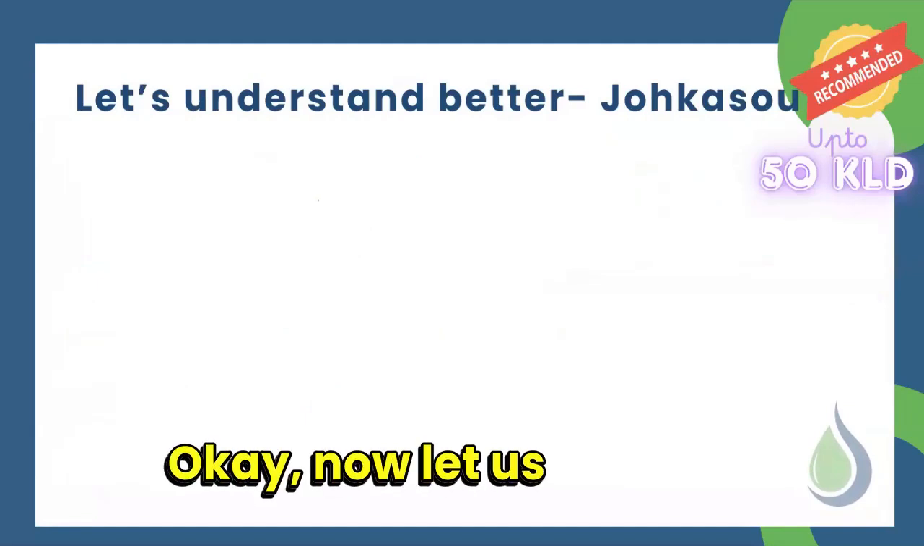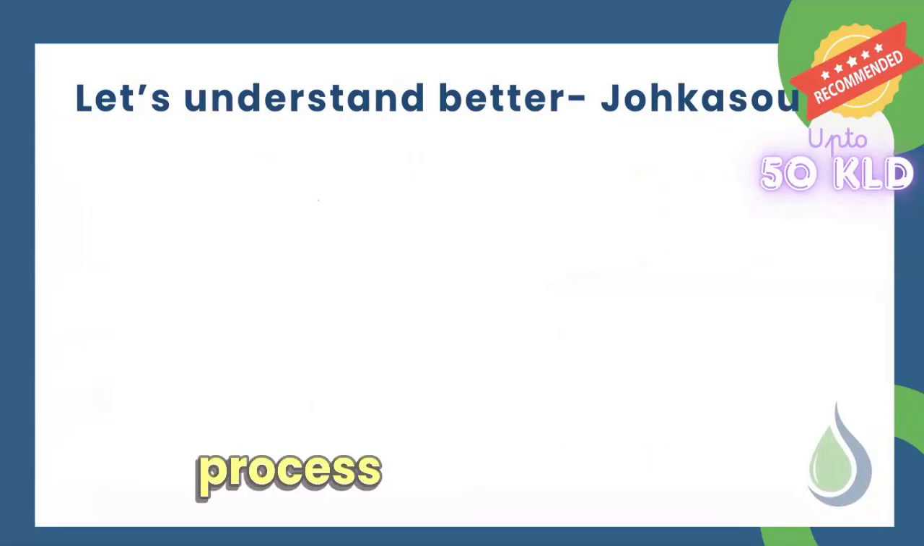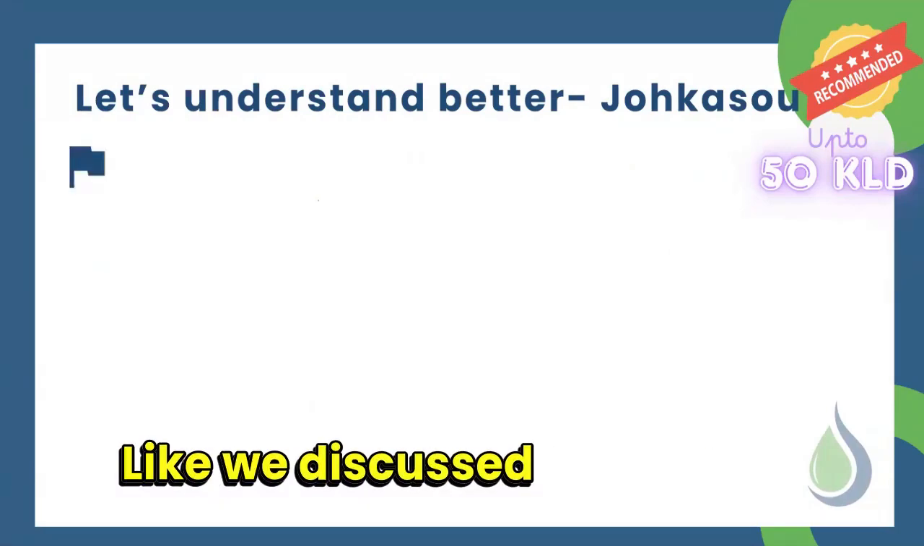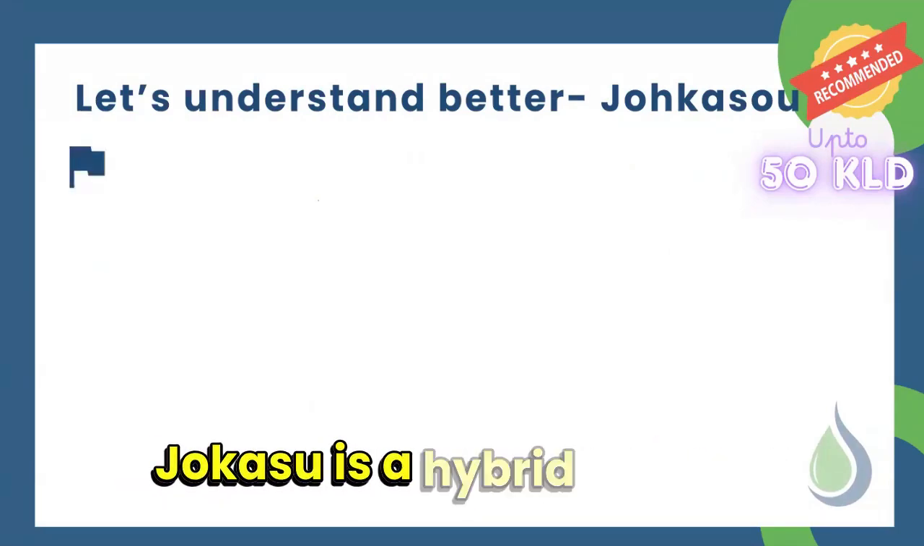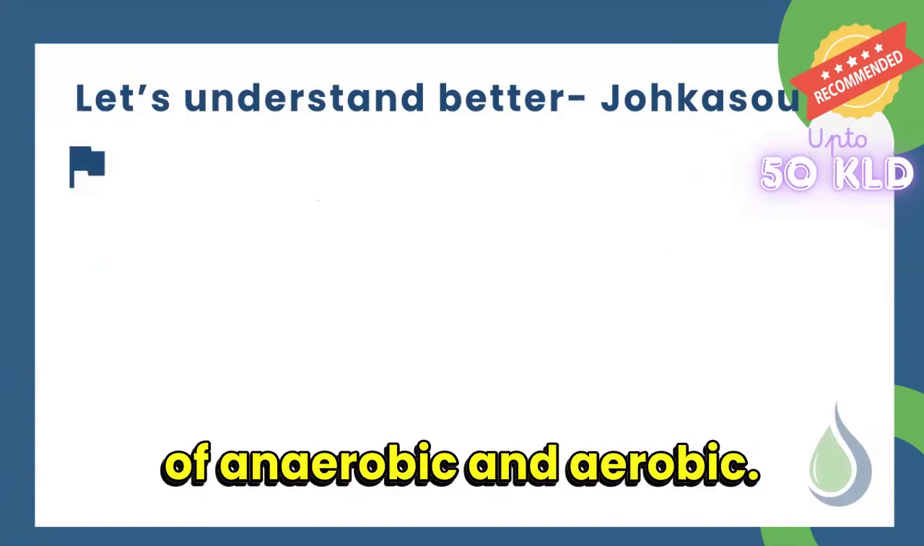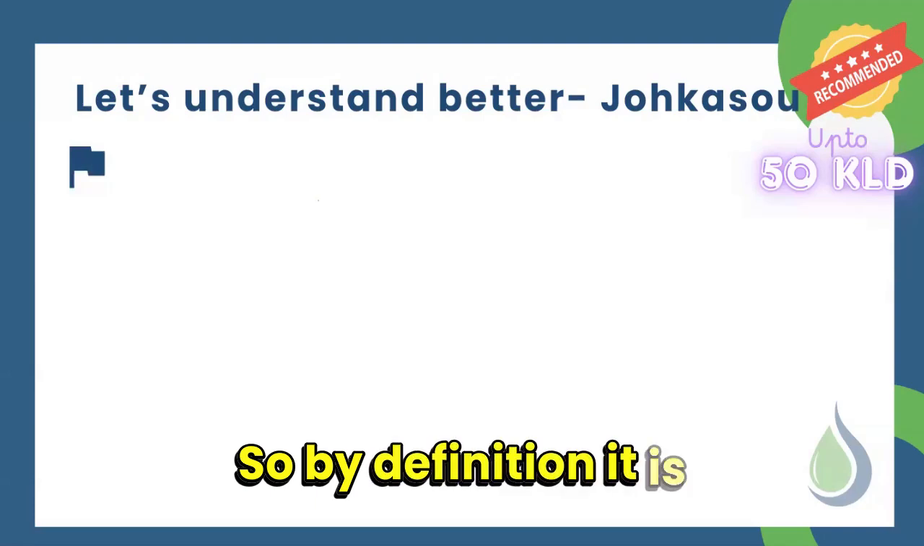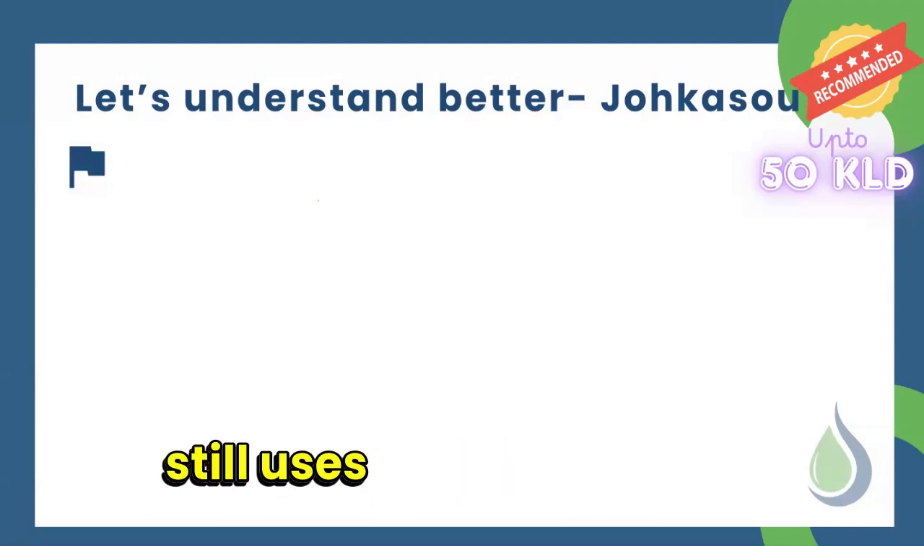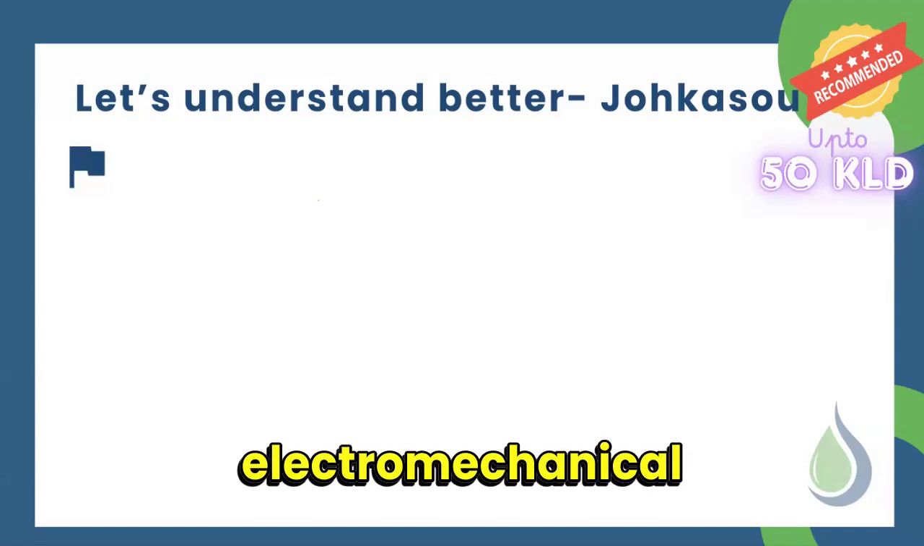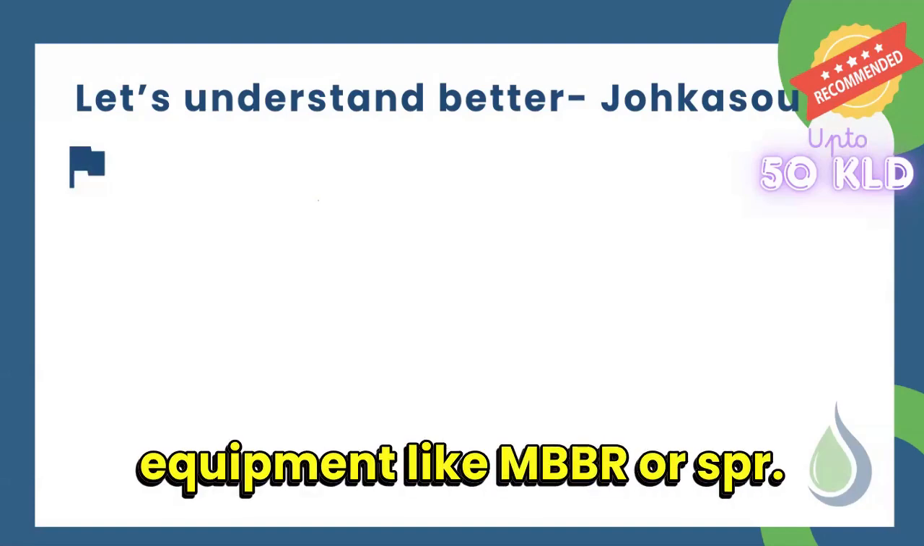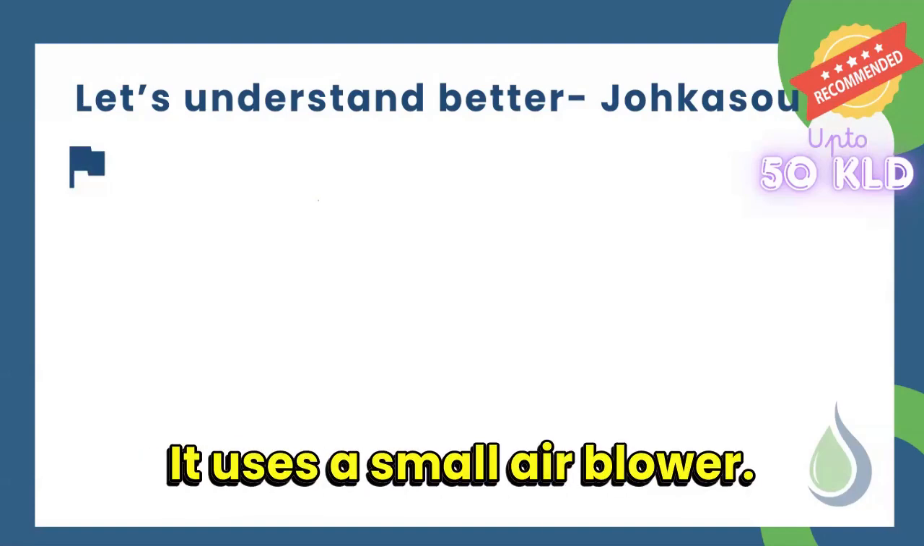Okay, now let us move on to the next treatment process called Jokasu. Like we discussed previously, Jokasu is a hybrid process of anaerobic and aerobic. So by definition, it is more efficient, but it still uses a small quantity of energy because a small blower is used, but it doesn't have much electromechanical equipment like MBBR or SBR. It uses a small air blower.